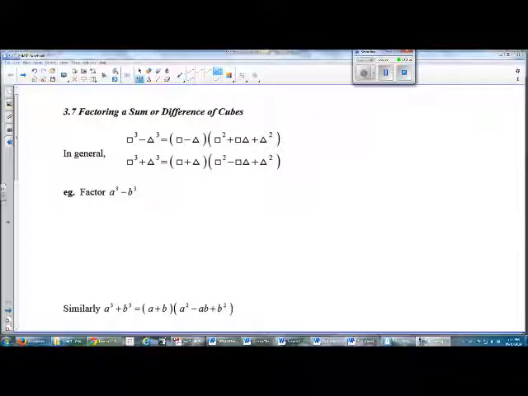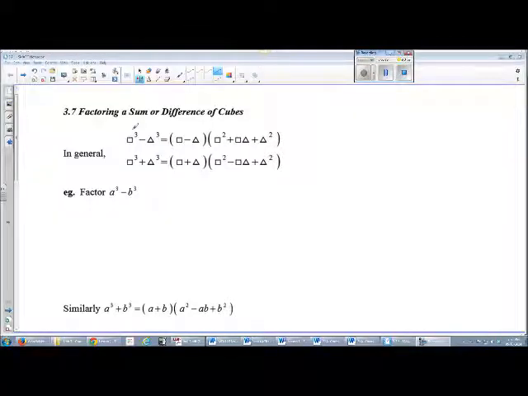The first thing to note is that when you have a sum or difference of cubes, it's the same sort of form as a difference of squares, where you have two terms. The one difference with the sums and differences of cubes is we can have a difference or a sum of cubes. So when we factor a sum or a difference of cubes, it has the following format.